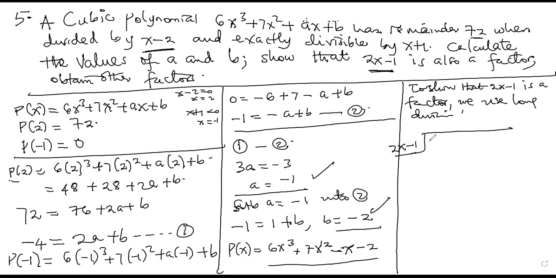But you're dividing, what are you dividing? The polynomial, 6x cubed plus 7x squared minus x, then minus 2. You divide each component. 6x cubed divided by 2x, you'll be getting 3x squared. Will it be divisible? I doubt. Let's divide and see.